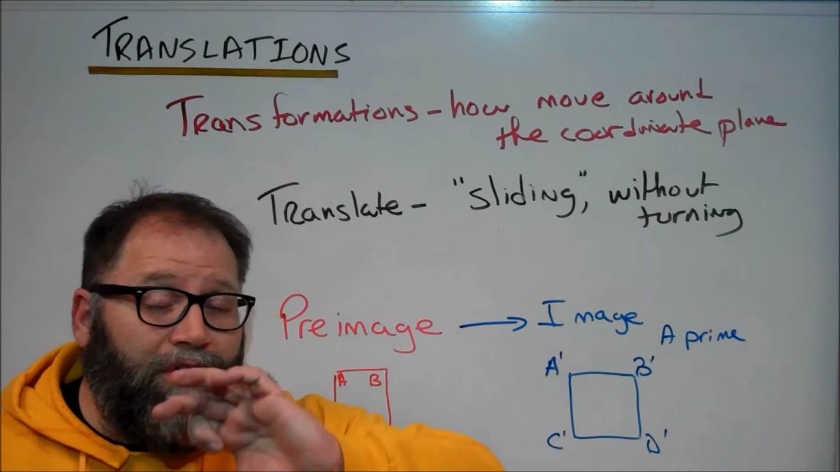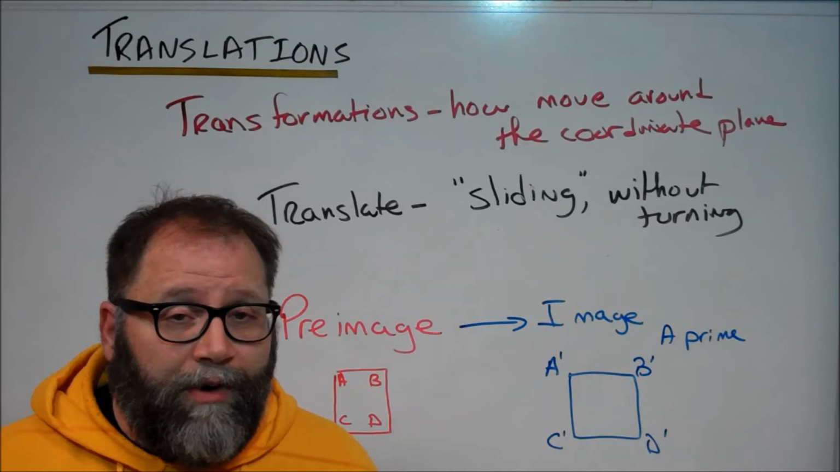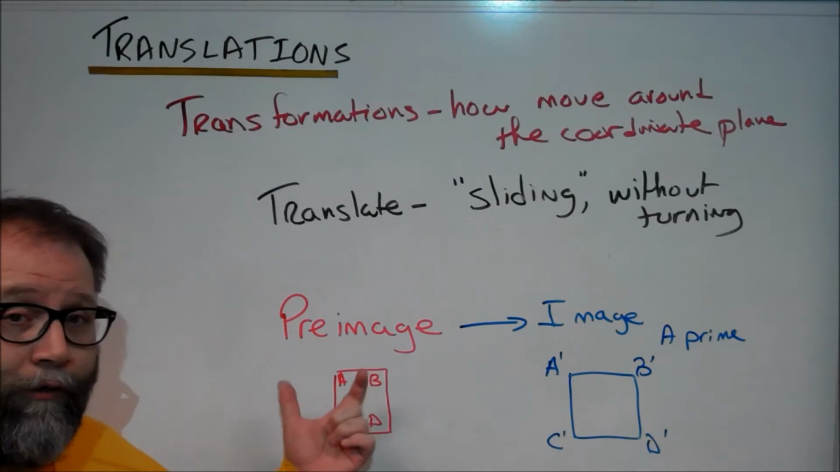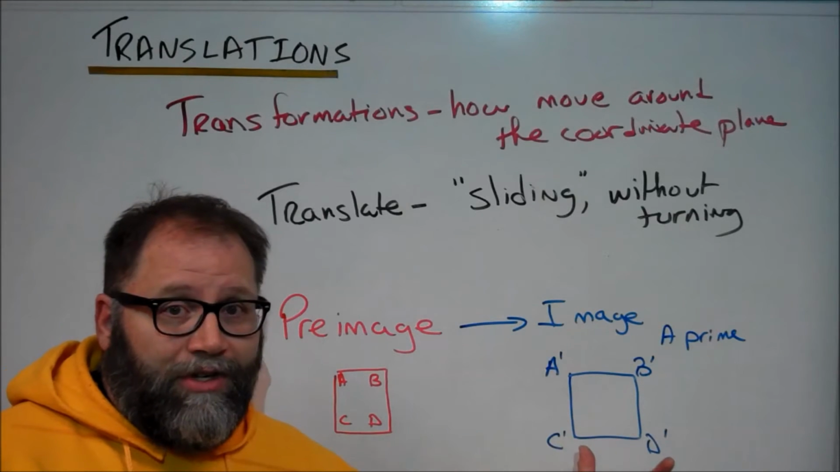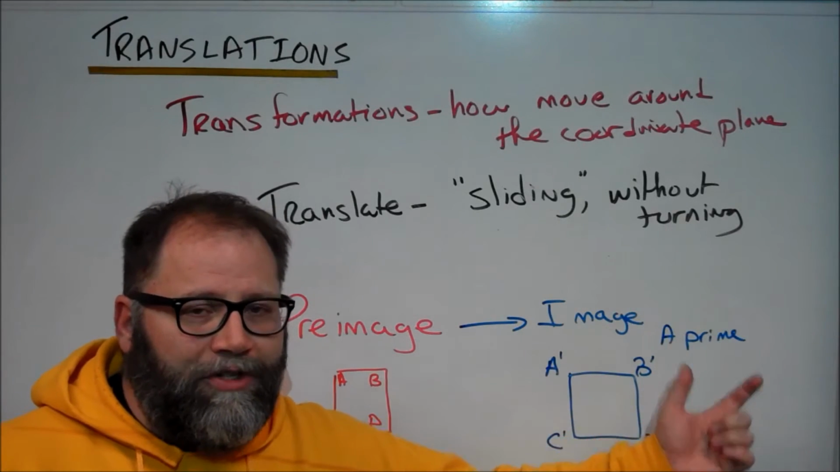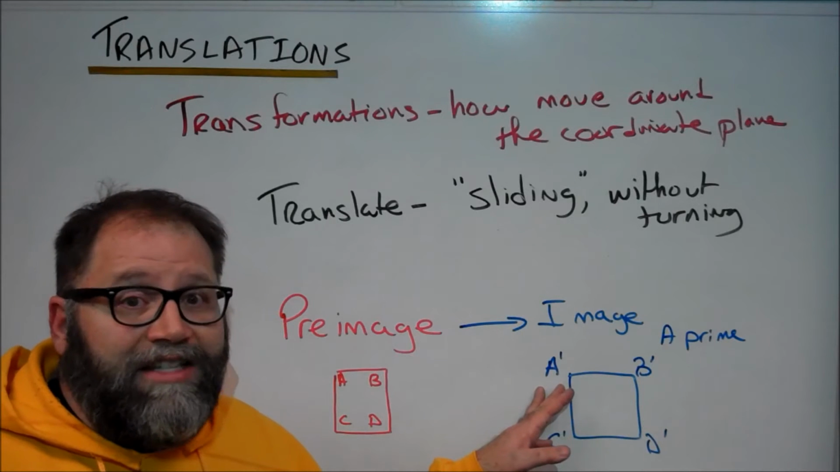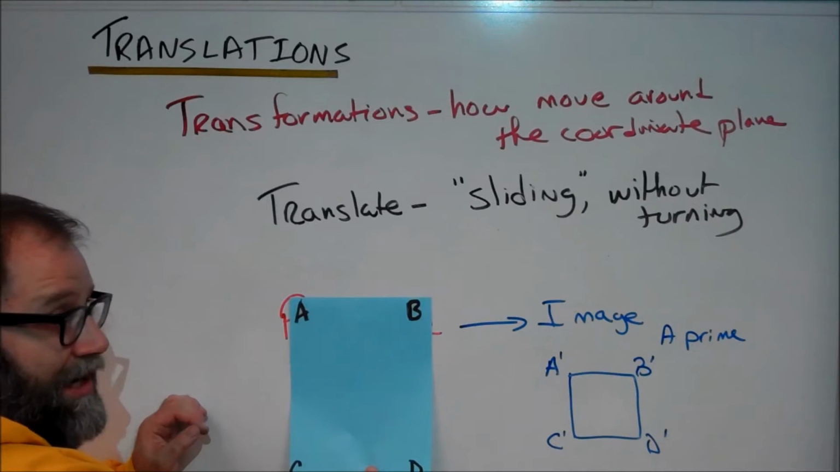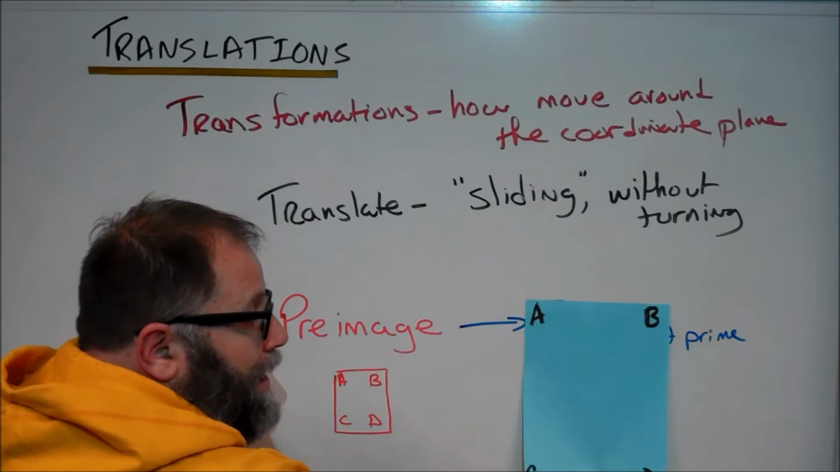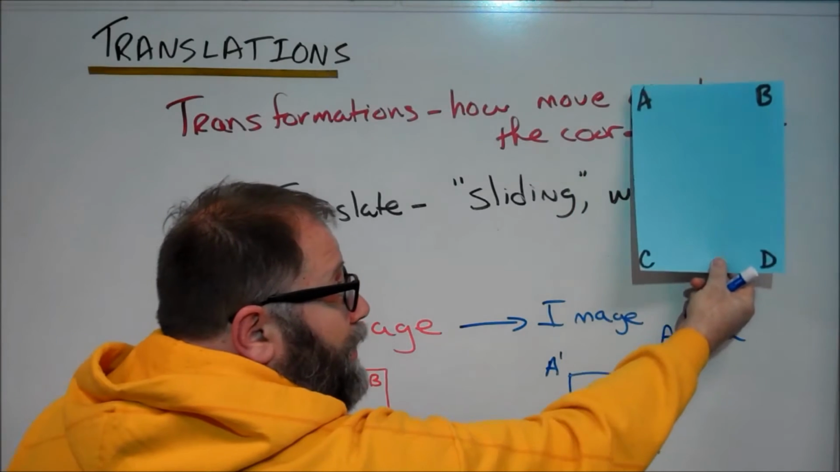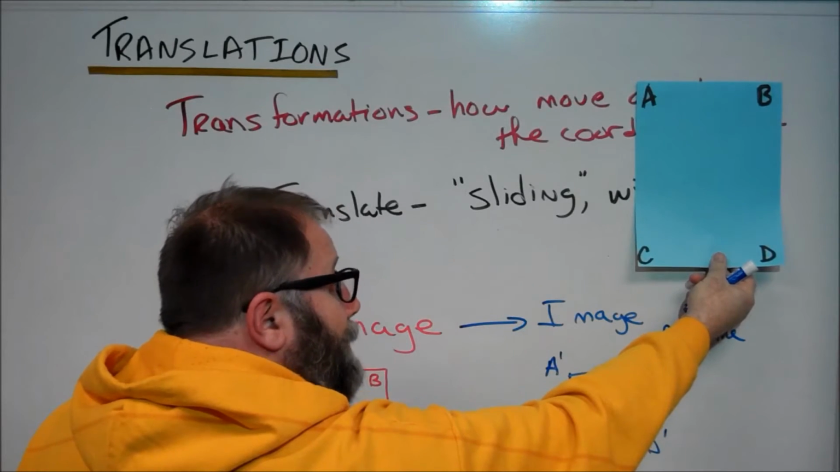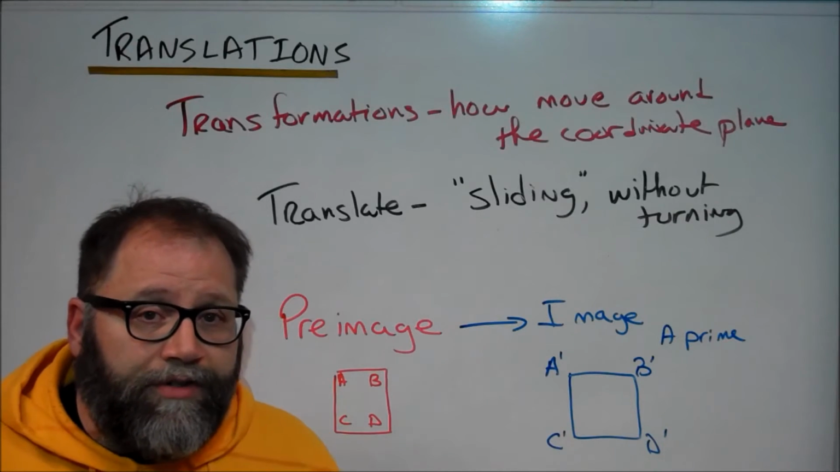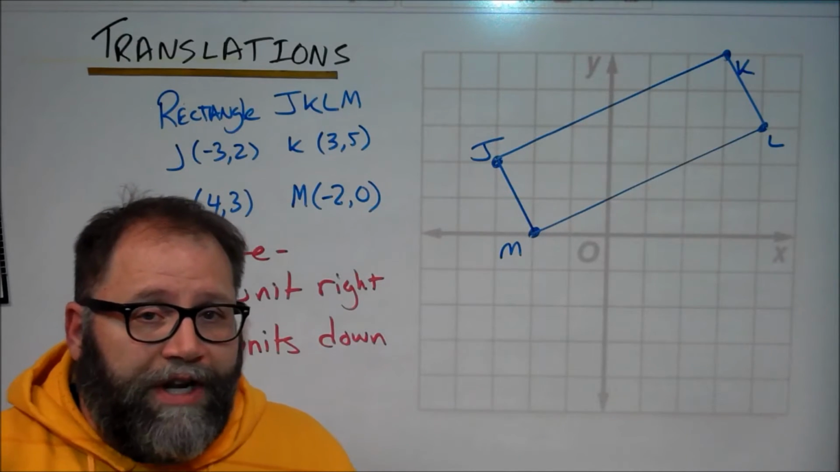Now, just to show you something crazy and really out of the box, if we move it again, so if we go from pre-image to image to another image, a second image, then this would turn into A double prime. So if we went from here, A, B, C, D, A prime, B prime, C prime, D prime, to a third spot, A double prime, B double prime, C double prime, D double prime. That's translations.